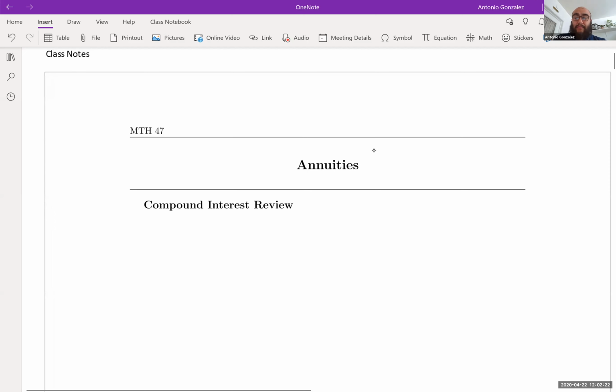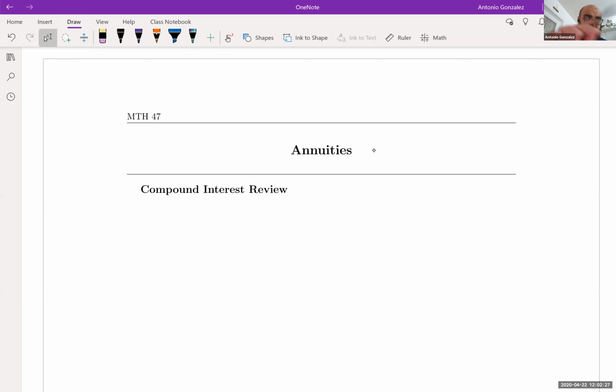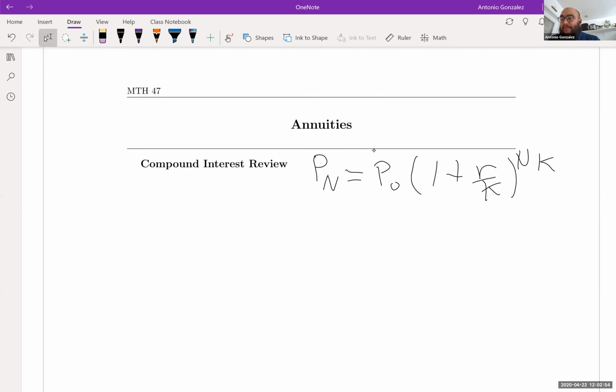So on Monday we did compound interest, and I'll just write the formula here. For our compound interest formula, we have the amount of money after N years in some kind of savings account. All right, so that was our formula.